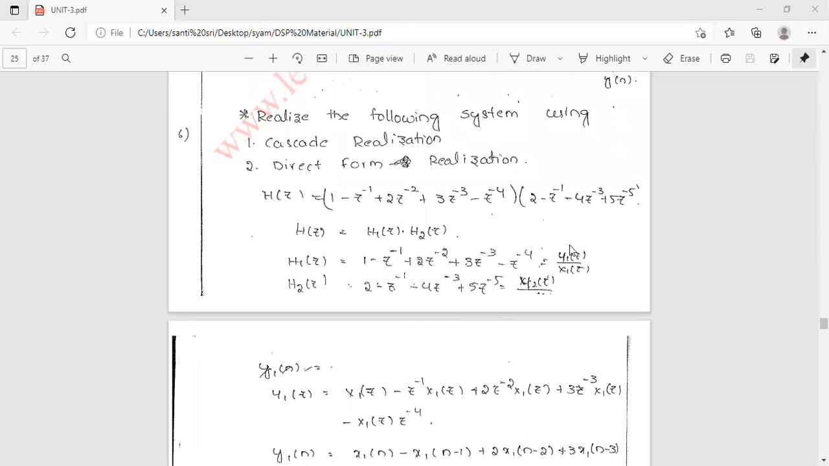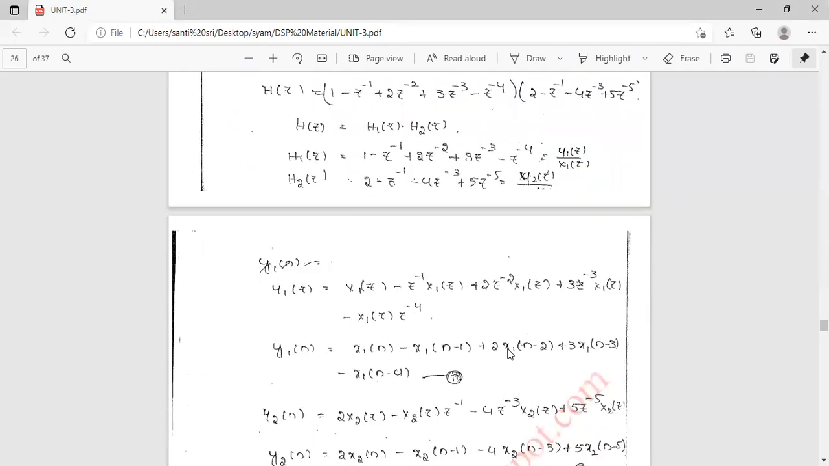So from this expression, Y1(z) can be written as X1(z) minus z power minus 1 into X1(z) plus 2 z power minus 2 into X1(z) plus 3 z power minus 3 into X1(z) minus z power minus 4 into X1(z). Similarly, y1(n), by taking the inverse z transform, will become x1(n) minus x1(n-1) plus 2 x1(n-2) plus 3 x1(n-3) minus 1 into x1(n-4).